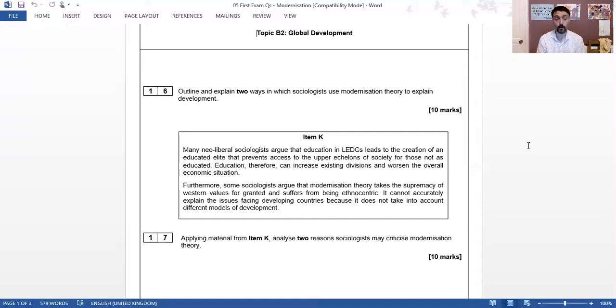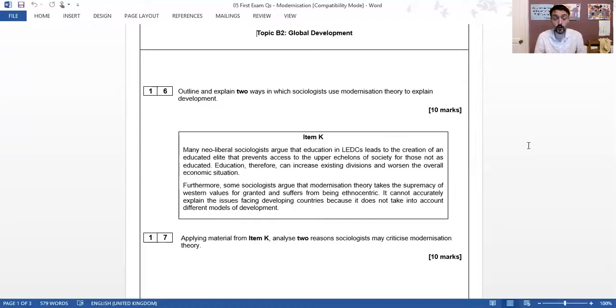Other than that, the mark scheme is exactly the same, except that you get extra marks, or you get credit, I should say, for evaluation. That is attacking the item or putting it in context or weighing it up with other points that you know from your own knowledge. You don't get any extra marks or any credit in question 16 for evaluation. Doesn't mean you can't do it, it just means you don't get credit for it. There's nothing in the mark scheme saying you have to do it.